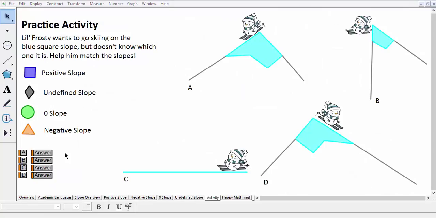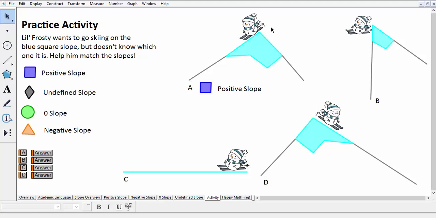Now that we've learned how to identify whether a line has a slope that is positive, negative, 0, or undefined, we need to use this knowledge. In this activity, Lil Frosty wants to go skiing on the blue square slope, but he doesn't know which one that is, so we need to help him match the slopes. Let's look first at slope A. Which slope is this? That's right. It's the blue square, the positive slope, increasing from left to right.